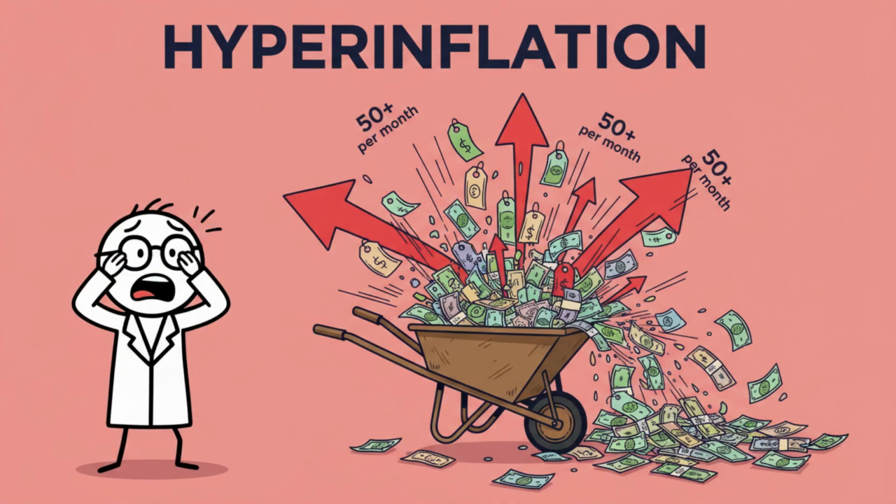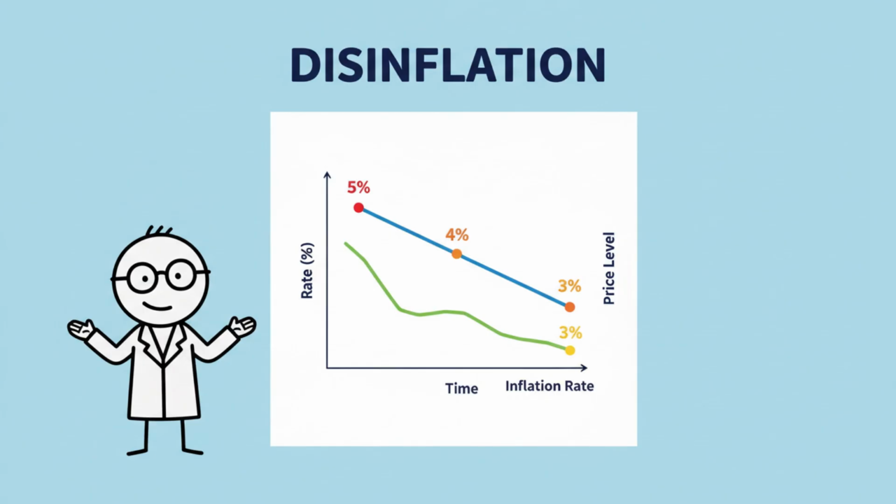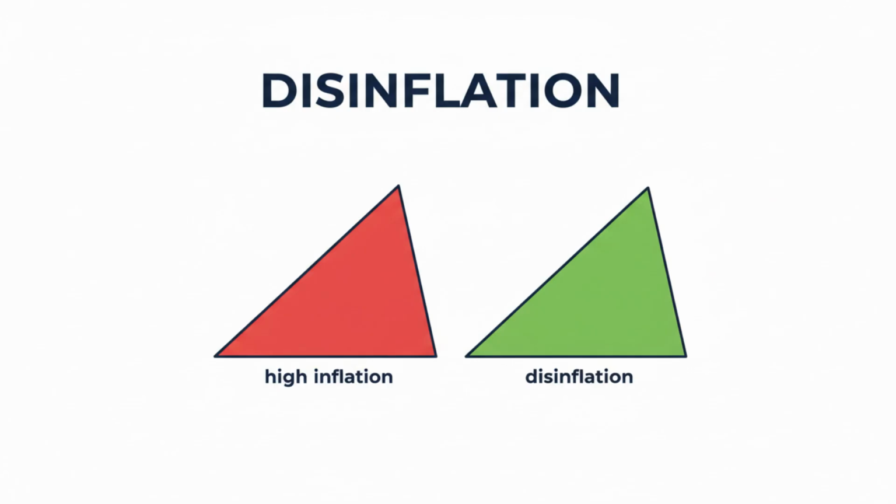Hyperinflation, extremely rapid and out-of-control inflation, typically over 50% per month. Prices double in weeks. Currency becomes worthless. Think Venezuela, Zimbabwe. It destroys economies. Disinflation. When inflation is still happening, but at a slower rate. Prices are still rising, just not as fast. If inflation goes from 5% to 3%, that's disinflation. Prices didn't fall, they're just rising slower.